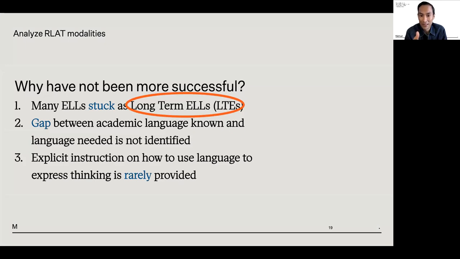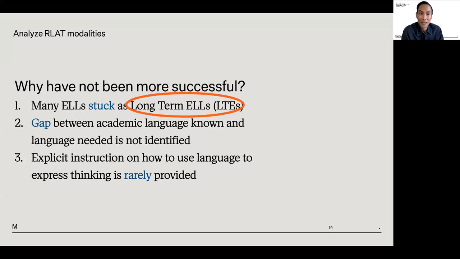And so what happens? They become long-term ELLs. A long-term ELL is an L that stays in the program for more than 7 years. And once they get to high school and they haven't passed the test, it's proven that they tend to drop out at a higher rate. And that's not good for anybody, right?